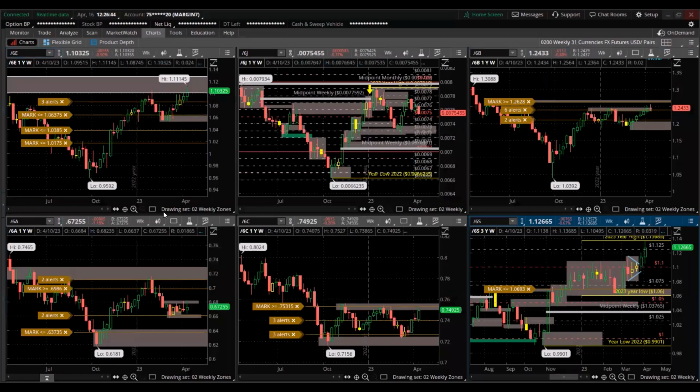Well, now we're going to go in depth, look at the major currencies against the euro, then follow the major currencies against the yen, and then the major currencies against the pound.